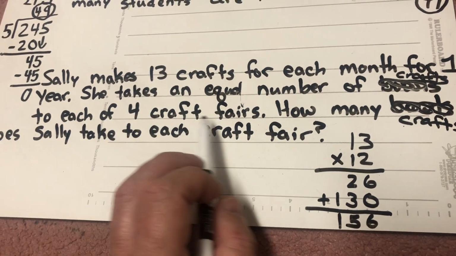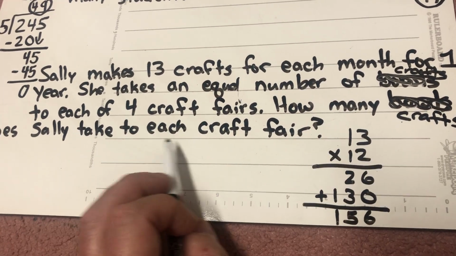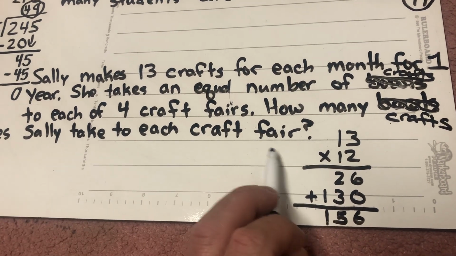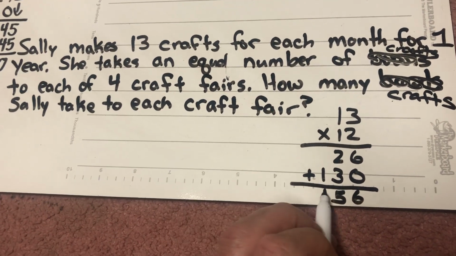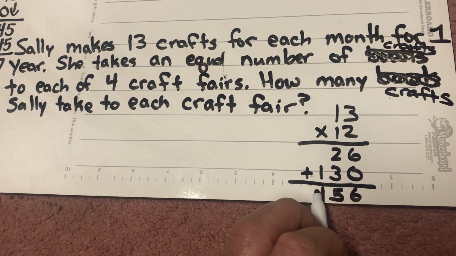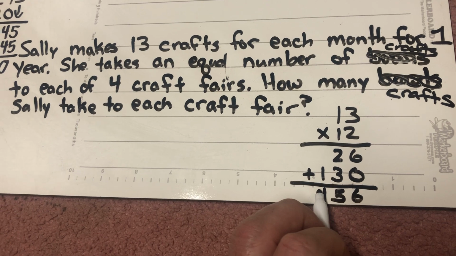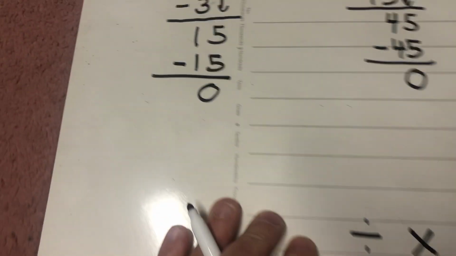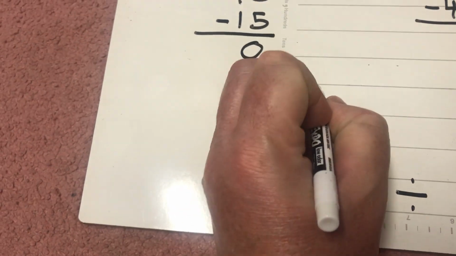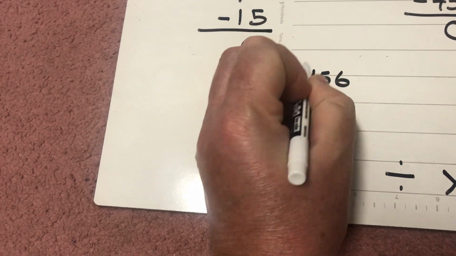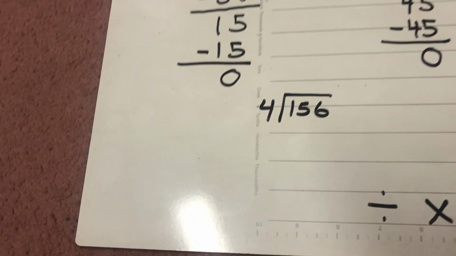But then it says she takes an equal number of crafts to each of 4 craft fairs. How many crafts does Sally take to each craft fair? Well, if she has 156 crafts and she takes an equal number to each of 4 craft fairs, that sounds like a division problem to me, of 156 divided by 4. So I'm going to come over here. We're going to have 156 divided by 4.